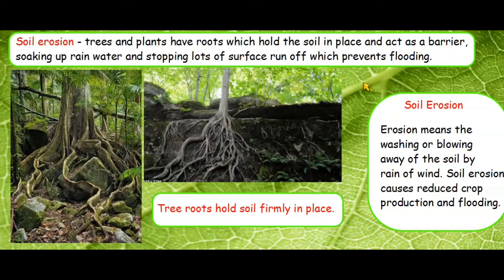Erosion may well be a new word to us, so let's make sure we understand what this means. Soil erosion means the wearing away of soil. Now, this can happen when soil is either washed away by rainwater or blown away by the wind.